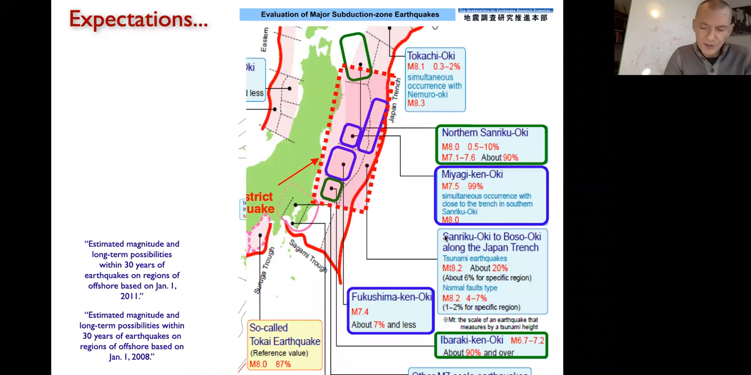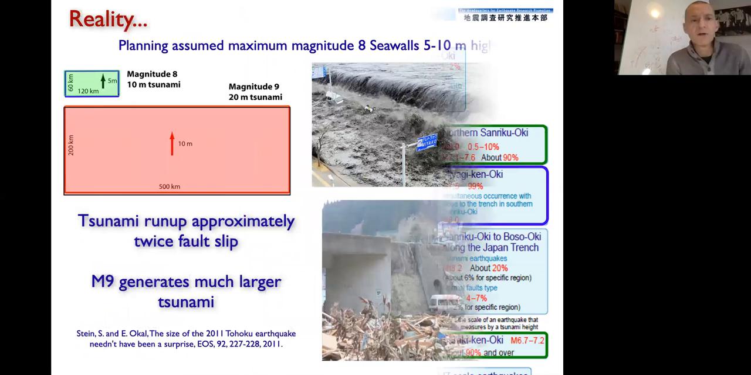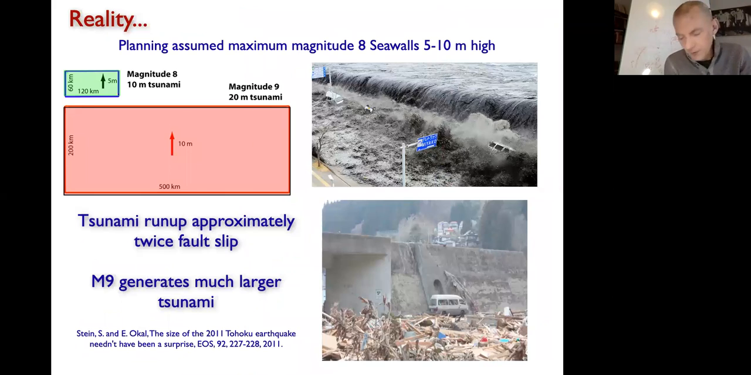So the final slide that I want to show to you, and I hope it's going to make us think also for the next lecture, is the following. And this is coming from Stein and Okal, and you have a paper there. You can try to understand what's going to occur in nature, not only for scientific reasons, but also for hazard studies.